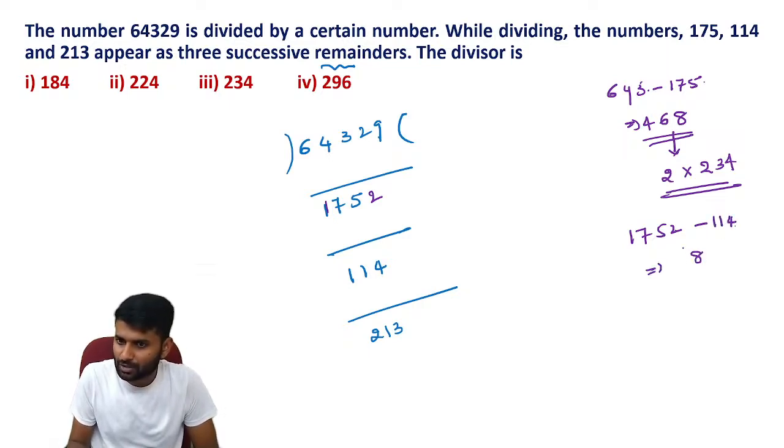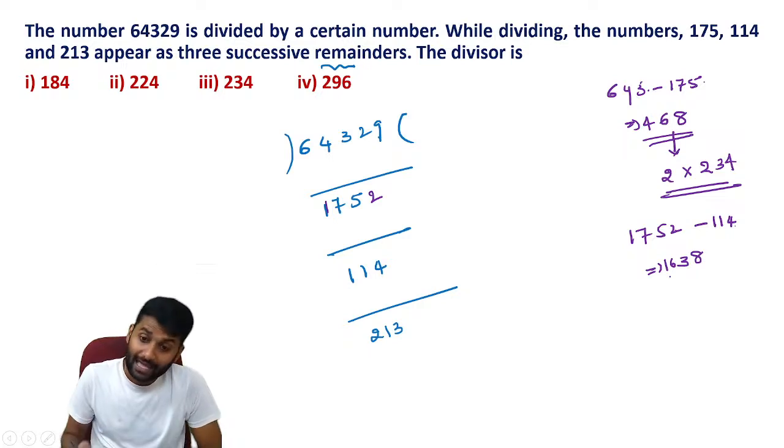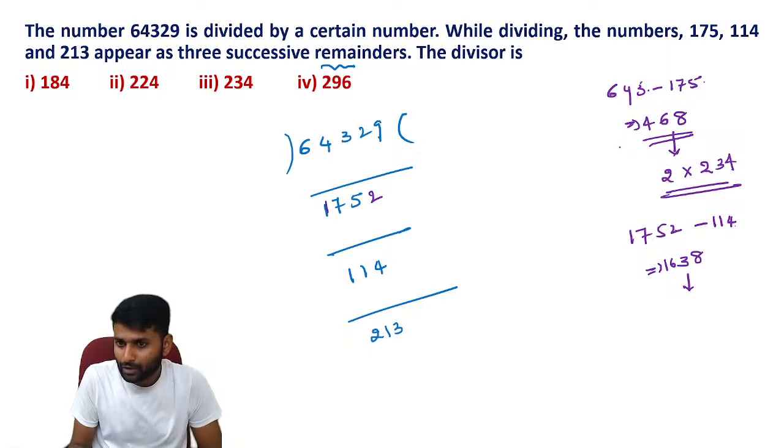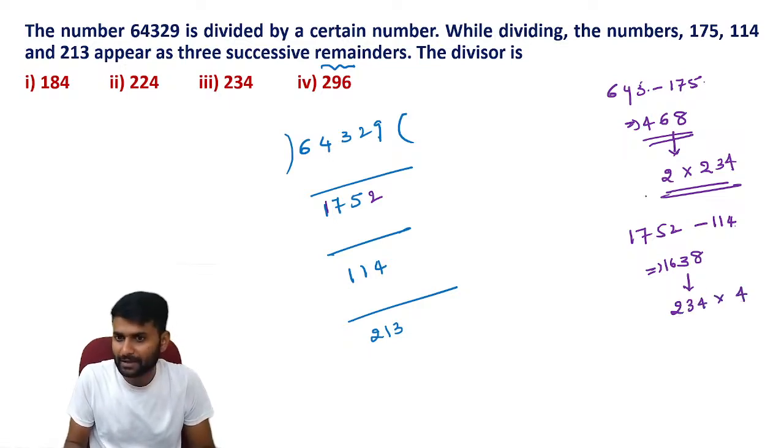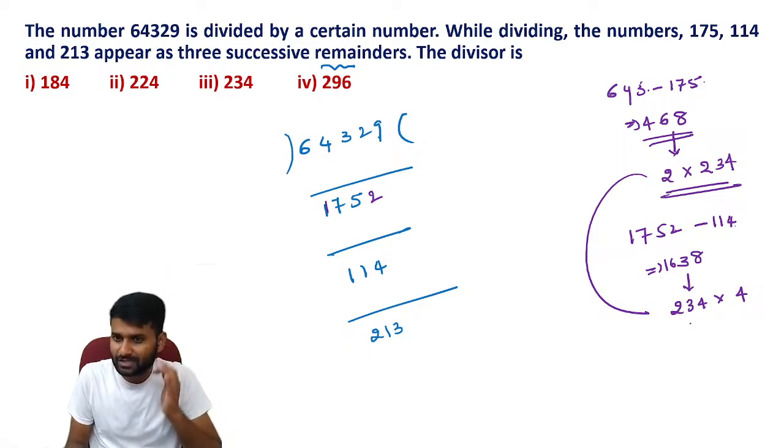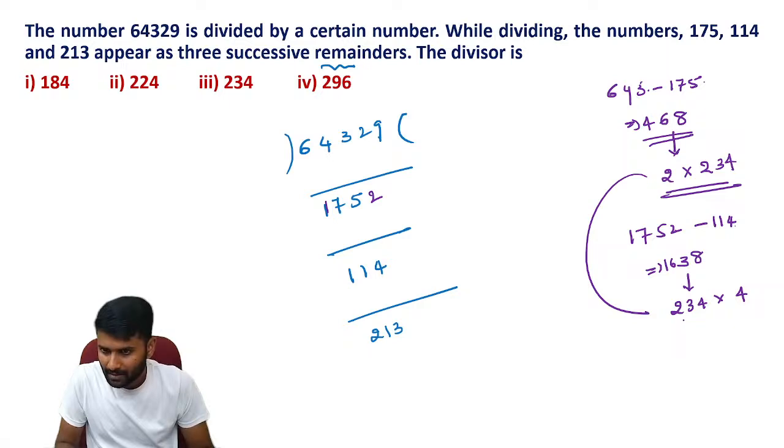12 minus 4 is equal to 8. 4 minus 1 is equal to 3. So the total value is equal to 1638. And you know that 1638 is 4 times 468. If 468 is multiplied 4 times, it becomes 1638. It means again 234 is multiplied by 4 times, double of this value, right? If you double this value, 234 is multiplied by 7 times.